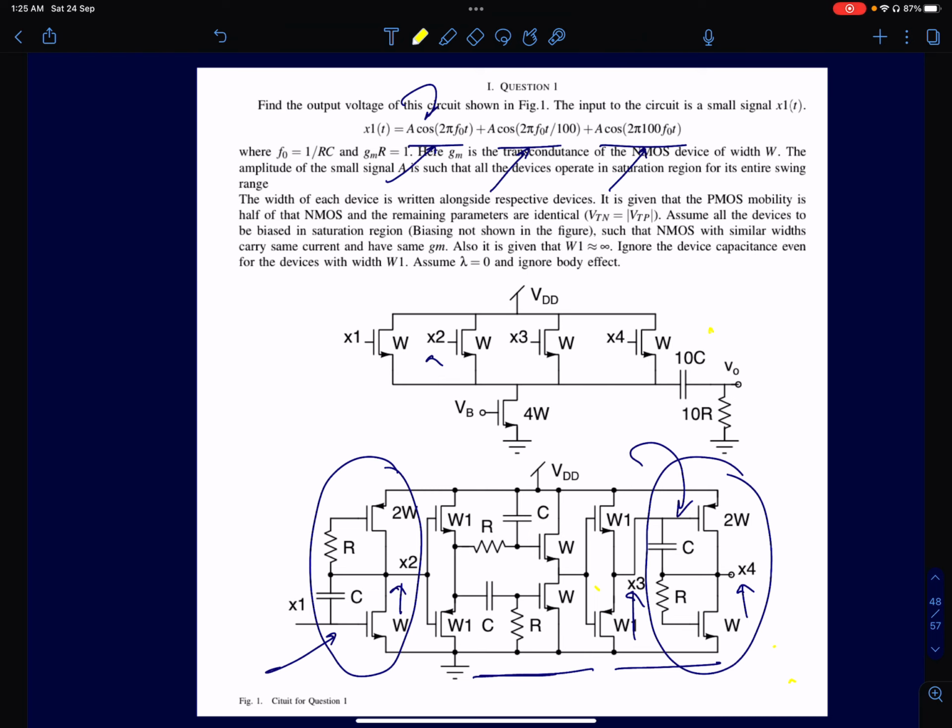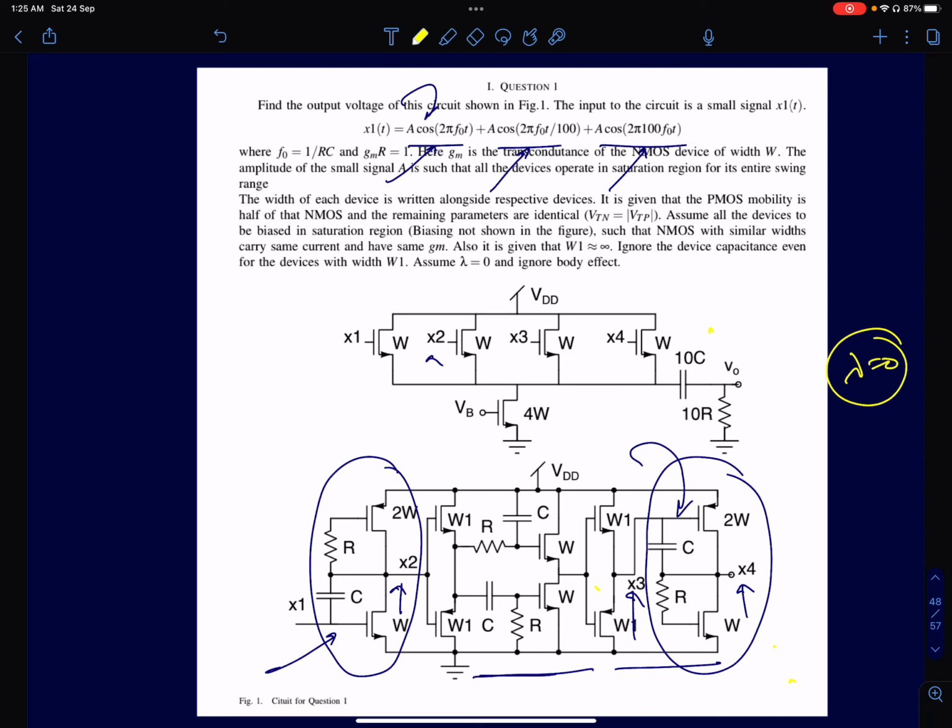Just to quickly state the assumptions, I have given lambda as 0, which means no channel length modulation. So R0 is infinity for all the circuits, and the biasing is not fully shown. So we can assume all the transistors are in saturation region for our analysis purposes. And you don't have to consider any parasitic capacitors for these MOS devices other than the explicit capacitors which are shown in the circuit.